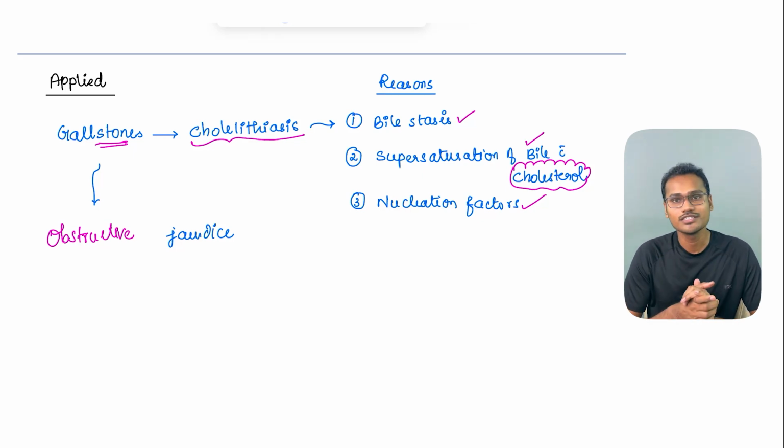And the surgery that can be done for gallstones is nothing but cholecystectomy. Nowadays it is being performed laparoscopically. Previously it was an open surgery. If it is not a complicated case, generally they prefer a laparoscopic type of surgery.